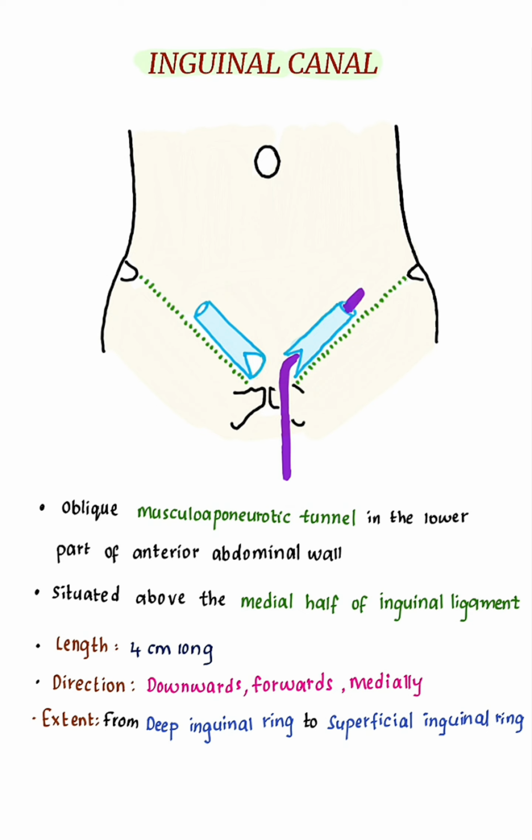Inguinal canal. It is an oblique, musculo-aponeurotic tunnel present in the lower part of anterior abdominal wall. It is situated above the medial half of inguinal ligament. This is inguinal ligament, which extends from anterior superior iliac spine to pubic tubercle.